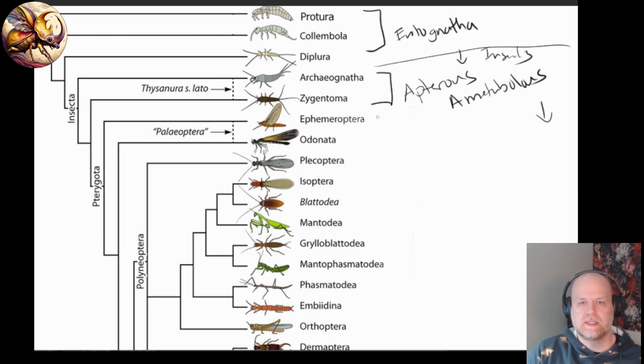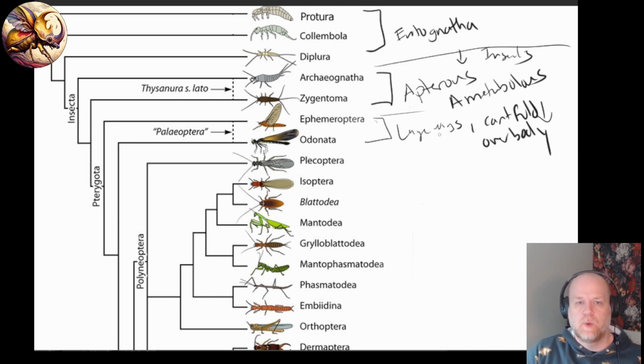You will see that as we go through this, as we become more advanced. Below that, these are the Paleoptera, which is what we're talking about today. These are the ancient wings, the old wings. These are the first winged insects, and they have very large wings that they can't fold over the body.